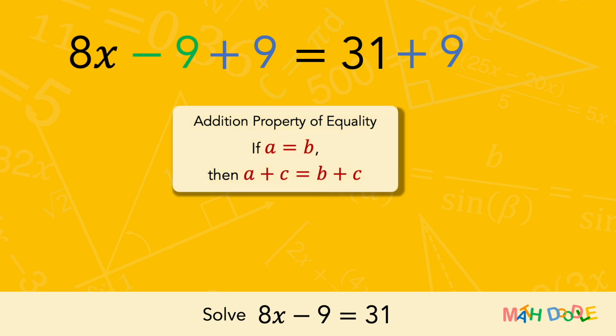Here, it is important to treat both sides of the equation equally. So, when we add a number to one side of the equation, we must add the same number to the other side of the equation.